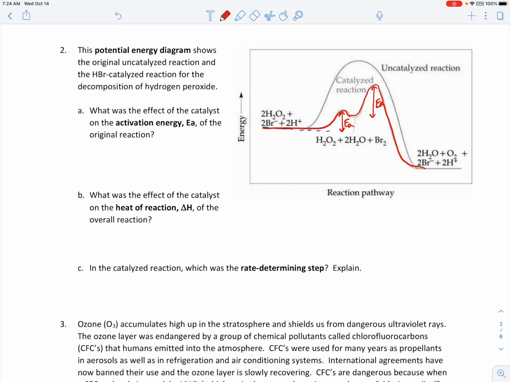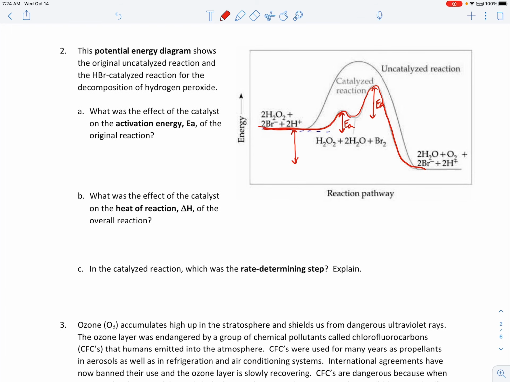Part B, see if you can answer that. This assumes you remember potential energy diagrams. The delta H, the heat of reaction, is the difference in potential energy between the starting reactants and the overall final products for the overall reaction, right? That's what we're looking at. Notice that the catalyst didn't change the potential energy of the original reactants, and it doesn't change the potential energy of the final products. So therefore the delta H overall was unaffected. Okay?